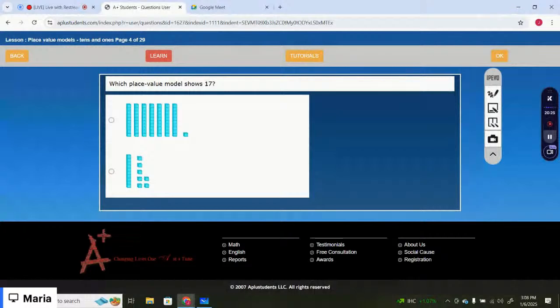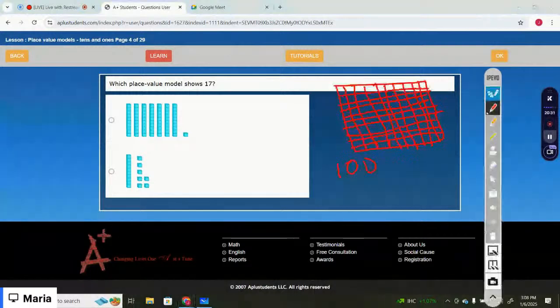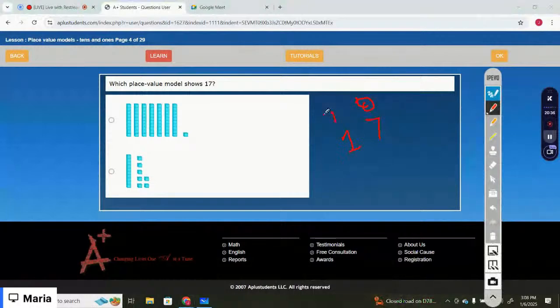Which place value model shows 17? So 17 means you have 7 as a ones digit and 1 as a tens. So which is the correct option, 1 or 2?